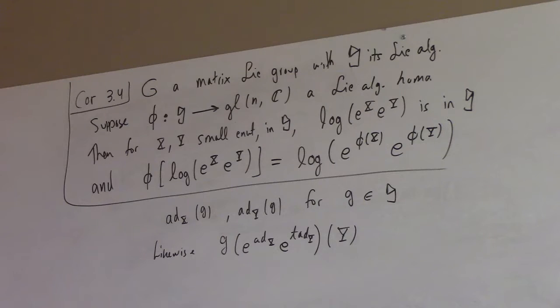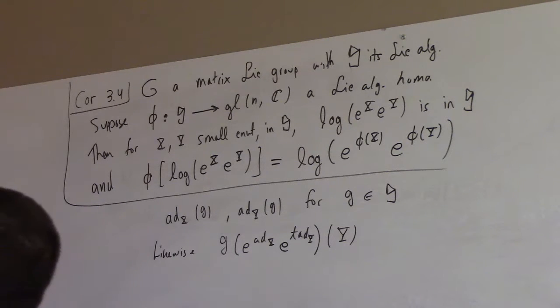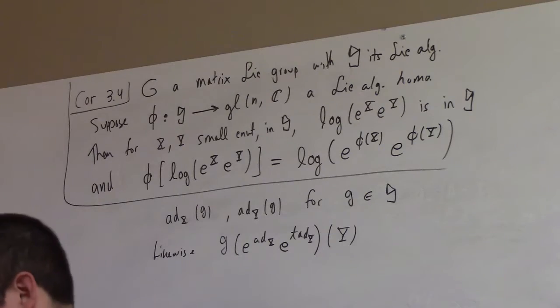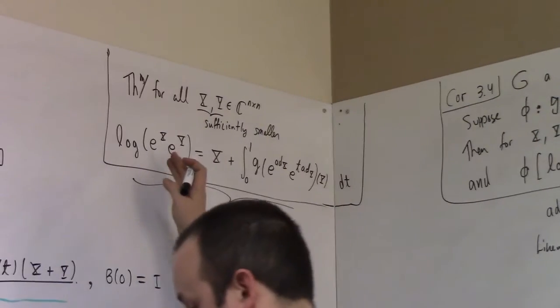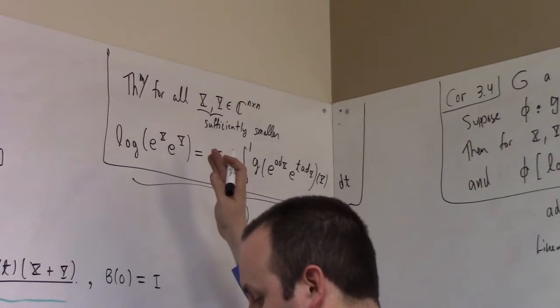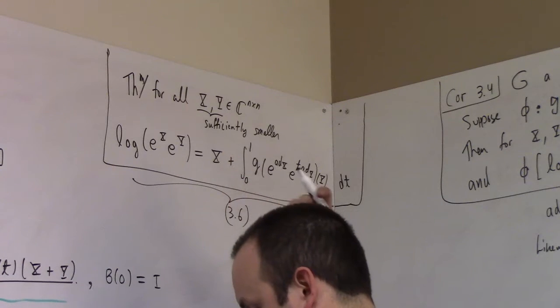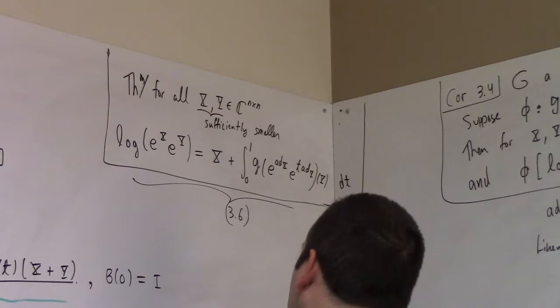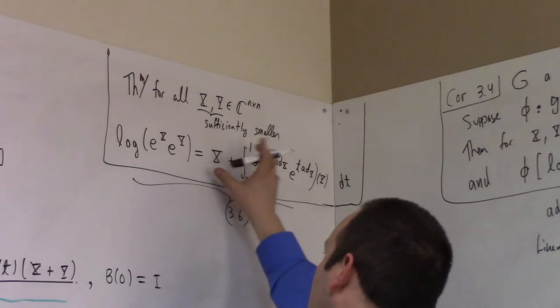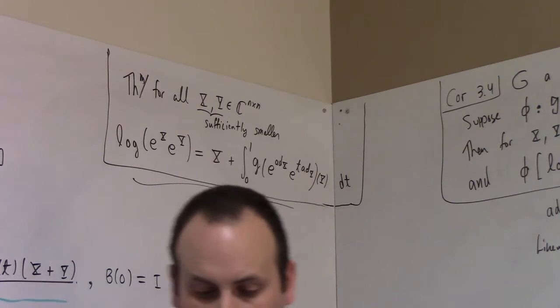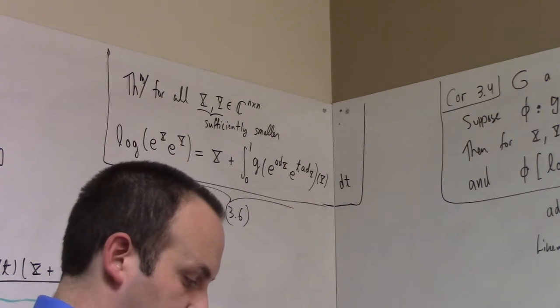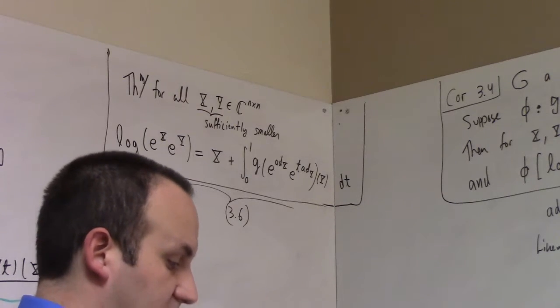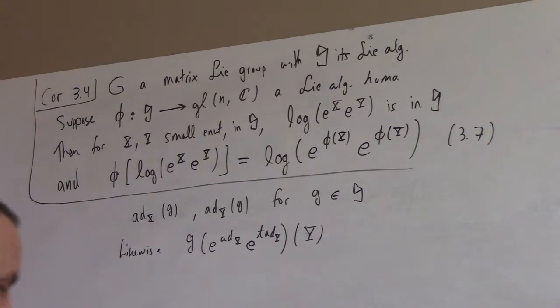So he says thus, whenever formula 3.6 holds, log of e to the x times e to the y will lie in G. Oh, okay, because if this is in G and that's in G, then this is in G. All right, so he's like, if you have that, it remains only to verify 3.7, which is this thing. And I think that's what we're about to set out to do.